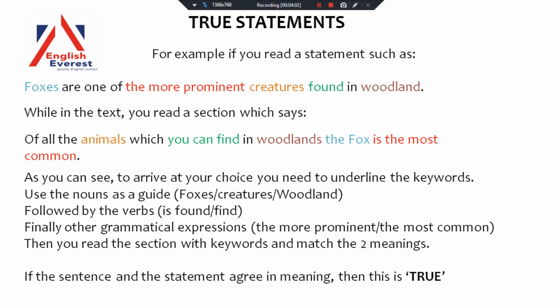Now, if we look at this, we can see that these keywords actually match. The more prominent equals the most common. Foxes equals the fox. Creatures equals animals. Found is a past tense verb. You can find is a modal verb. In woodlands, in woodland. So all of that matches. All the information is a complete paraphrase. So in this case we would say that that is true, because both sentences agree with each other.